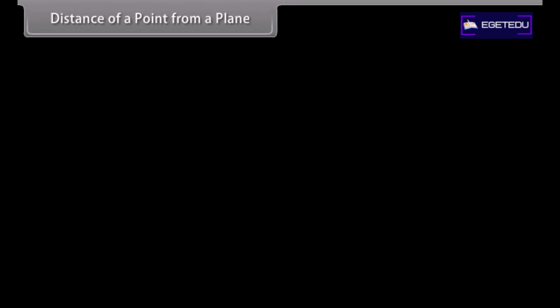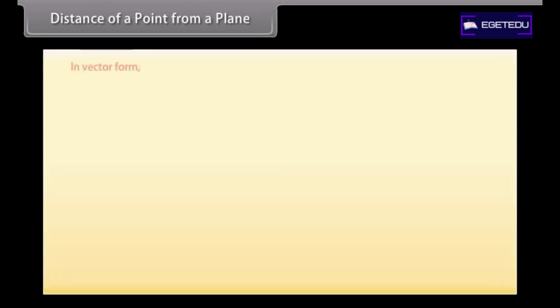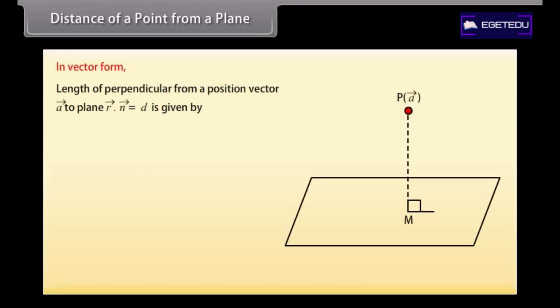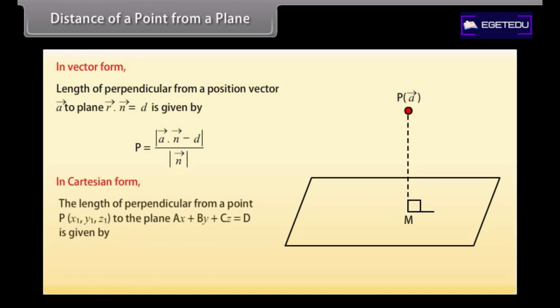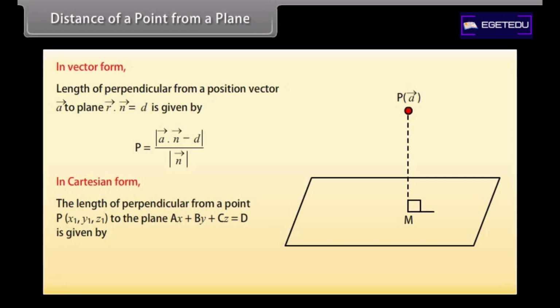Distance of a point from a plane. In vector form, the length of the perpendicular from a position vector A to the plane dot product of vector r and vector n equals d is given by the following. In Cartesian form, the length of the perpendicular from a point P, x1, y1, z1 to the plane ax plus by plus cz equals d is given by the following.